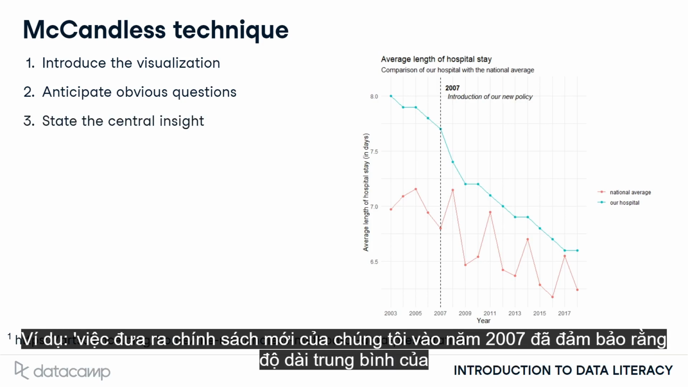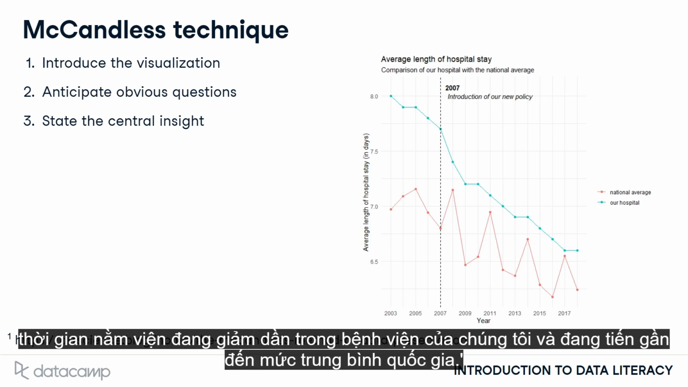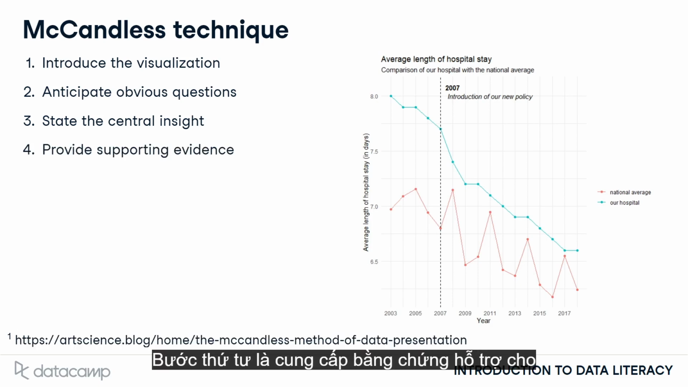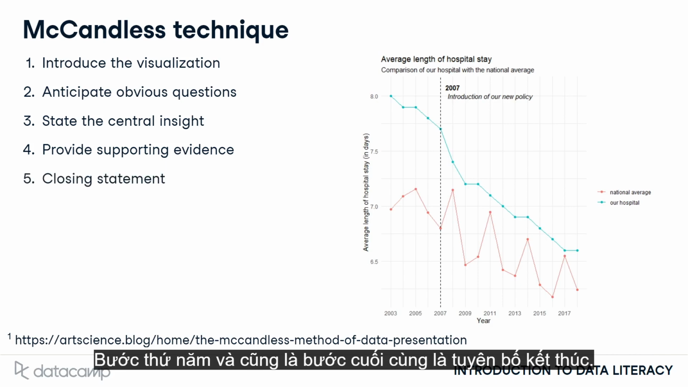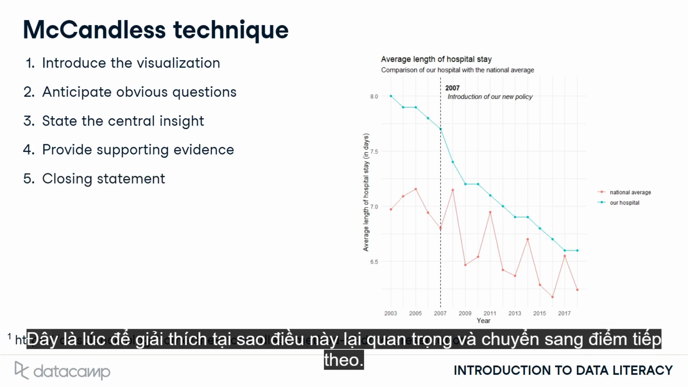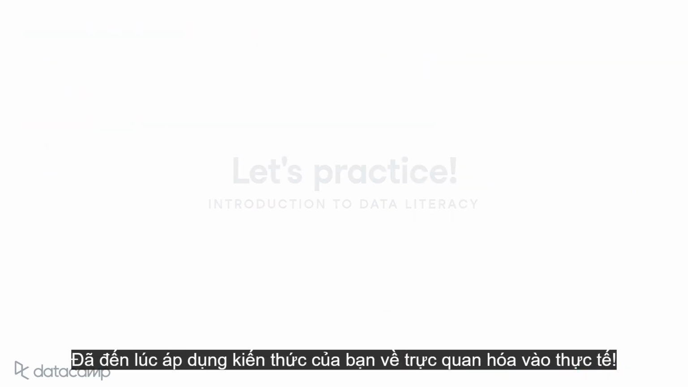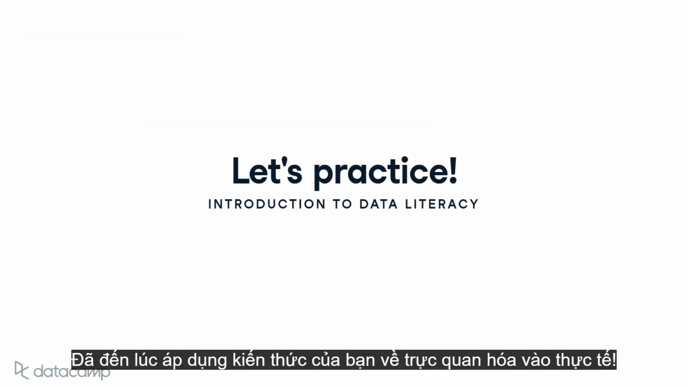For example, the introduction of our new policy in 2007 has ensured that average length of hospital stay is steadily decreasing in our hospital and is getting closer to the national average. The fourth step is to provide supporting evidence to our central insight or provide additional background if necessary. The fifth and final step is the closing statement. This is the time to explain why this matters and to make the transition to the next point. Time to put your knowledge about visualizations into practice.